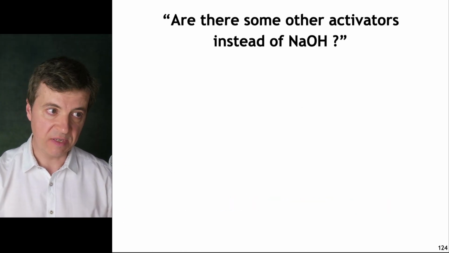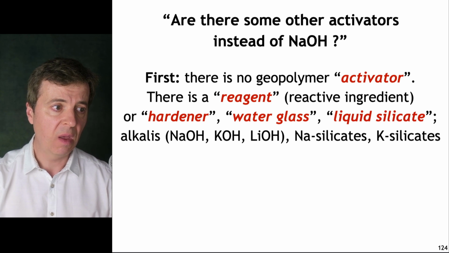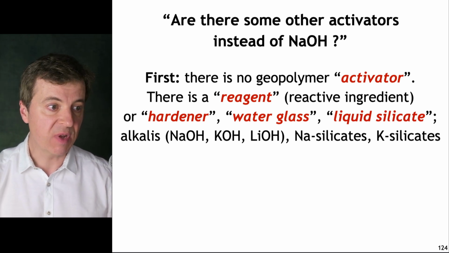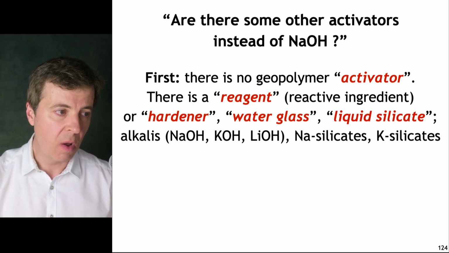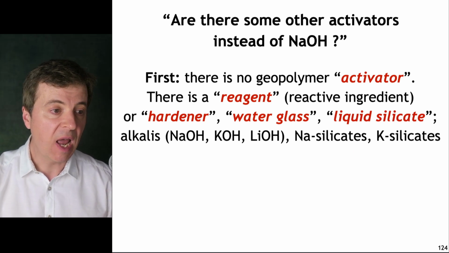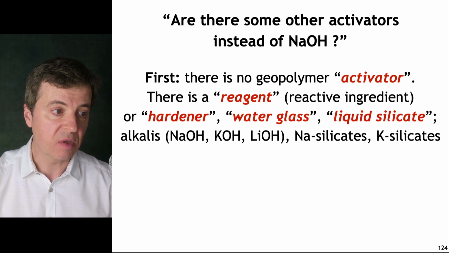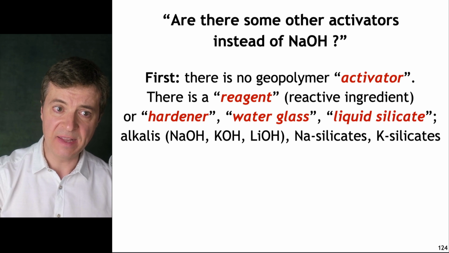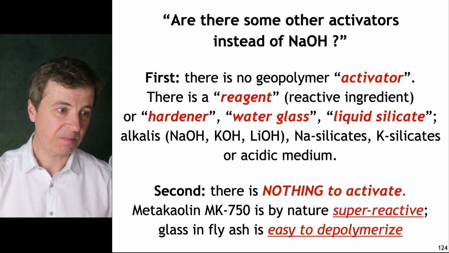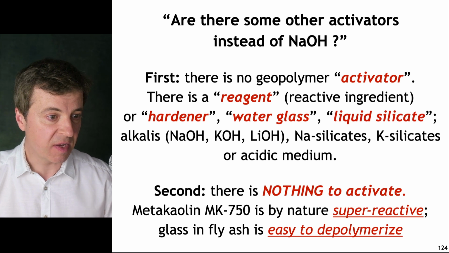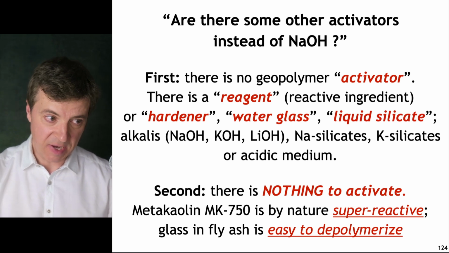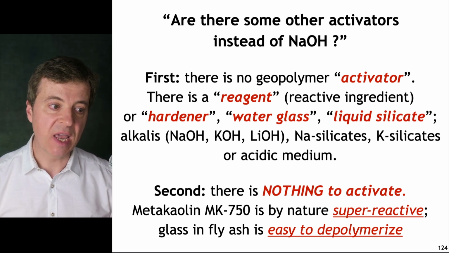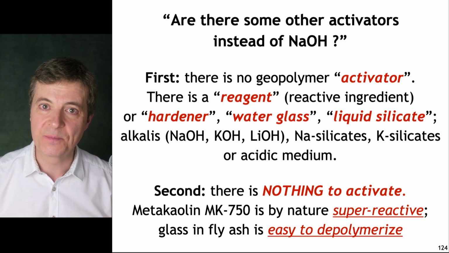Are there some other activators instead of NaOH? First, there is no geopolymer activator. There is a reagent, a reactive ingredient, or hardener: water glass, liquid silicate, sodium and potassium silicates, and we use alkali and acidic medium. Second, there is nothing to activate. Metakaolin is by nature super reactive. Glass in fly ash is easy to depolymerize.